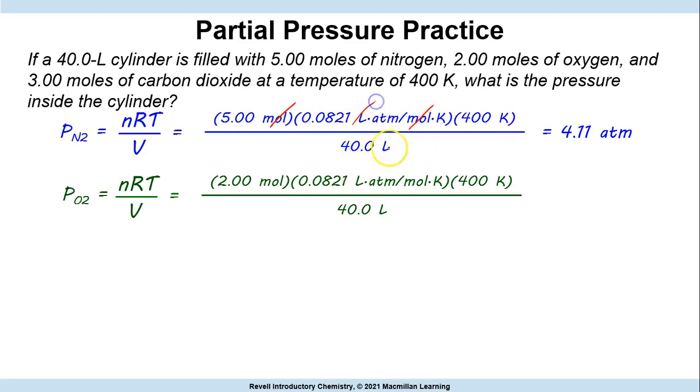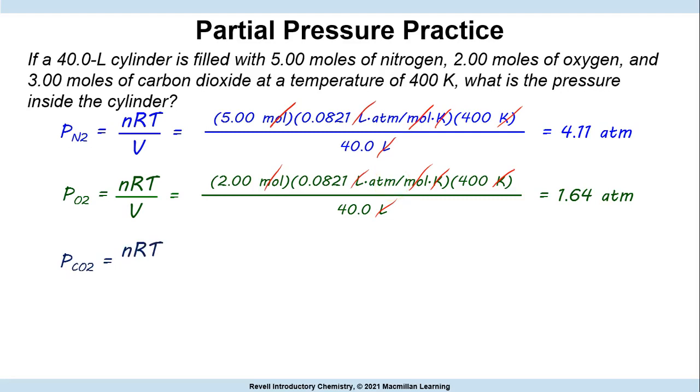The liters here will cancel with the liters, and the Kelvin here will cancel with the Kelvin, and we are left with atmosphere. So that is the same thing that you will have for all of them. Now, if you do that for oxygen, you will see that the partial pressure of oxygen will be equal to 1.64 atmosphere. So everything still cancels out the same. The moles cancel, the liters cancel with the liters at the bottom. The Kelvin here cancels with the Kelvin here. We're left with atmosphere. So that's the partial pressure of oxygen.